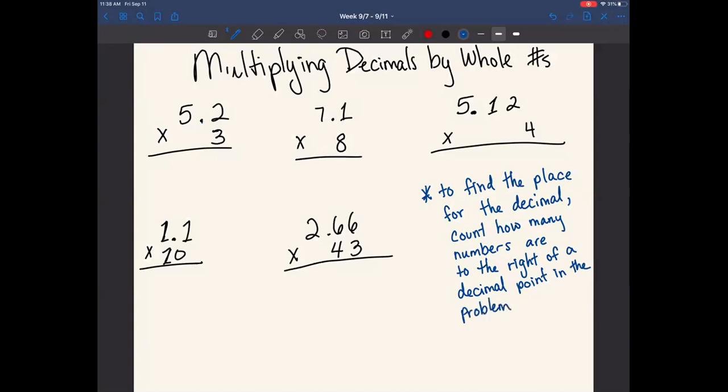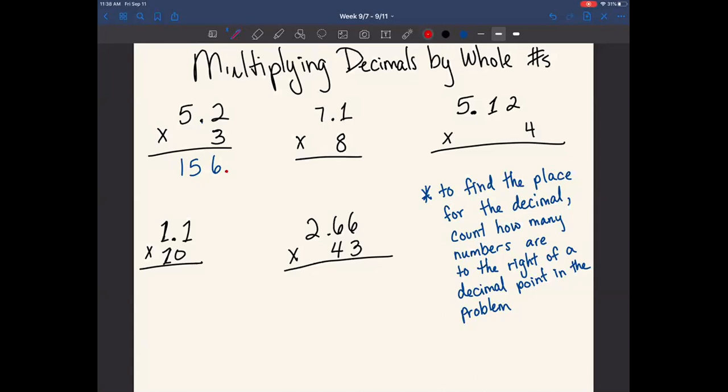So to do that, we're going to do the first problem. I'm going to show you. We do 3 times 2, which is just 6. 5 times 3, which is 15. So now what I'm telling you is count how many numbers are to the right of a decimal point in the problem. So in 5.2 times 3, how many numbers are to the right of a decimal point? 1. Just 1, right?